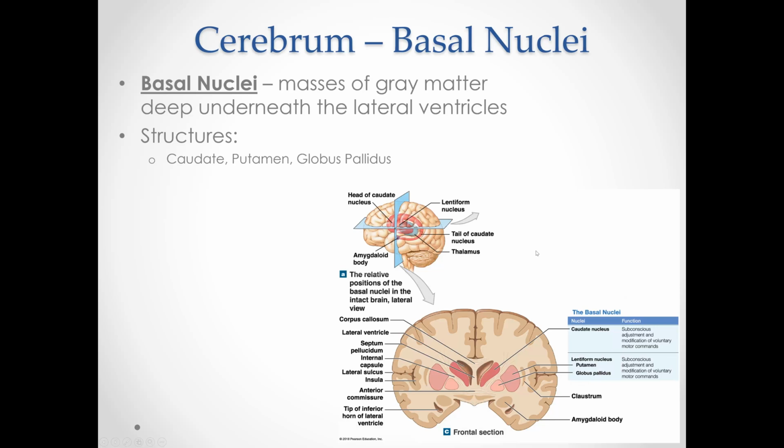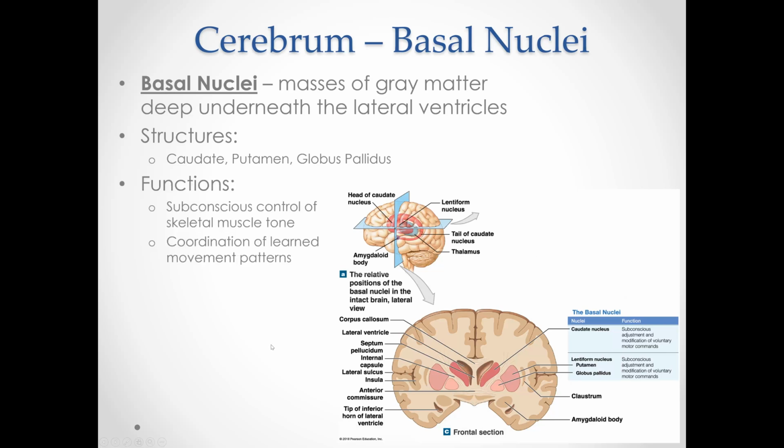The three major structures that make up the basal nuclei are the caudate nucleus, the putamen, and the globus pallidus. These are the three different pink areas shown in this picture. The basal nuclei function in the subconscious control of skeletal muscle tone and the coordination of learned movement patterns. They make adjustments to the patterns and rhythms. For example, once you decide to walk and you start walking, the basal nuclei help with switching from one leg to the other and alternating, one arm being thrown forward and the other being thrown backwards. So it's the rhythm and patterns to moving.